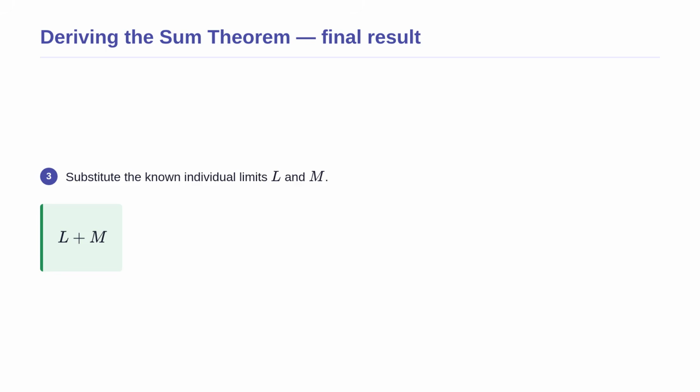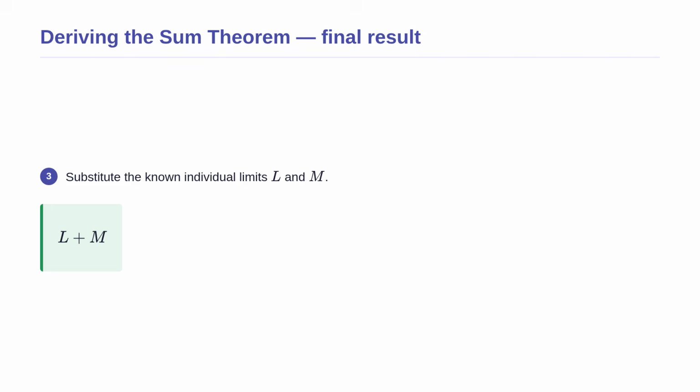Continuing from our separated limits, the next step is incredibly straightforward. Now that the limit operation is applied to each function individually, we simply substitute the known limit values into the equation. We replace the first limit with its known value L and the second limit with its known value M. This gives the final result L plus M.